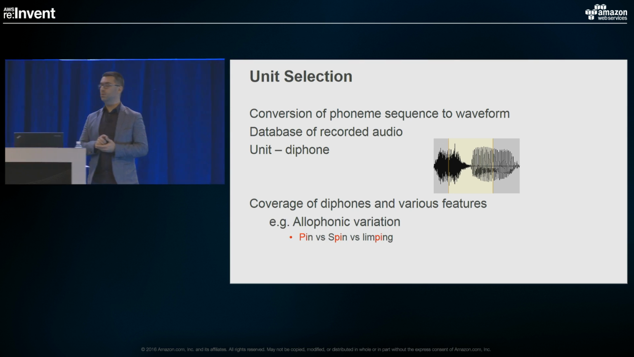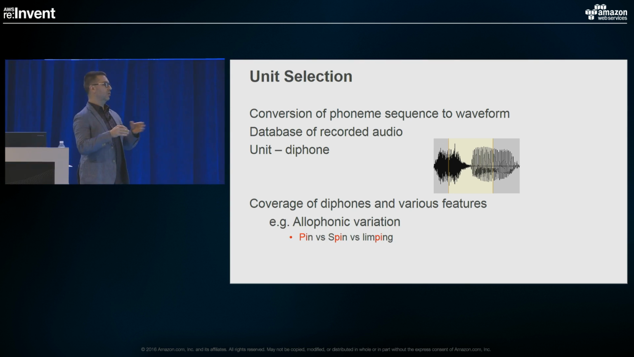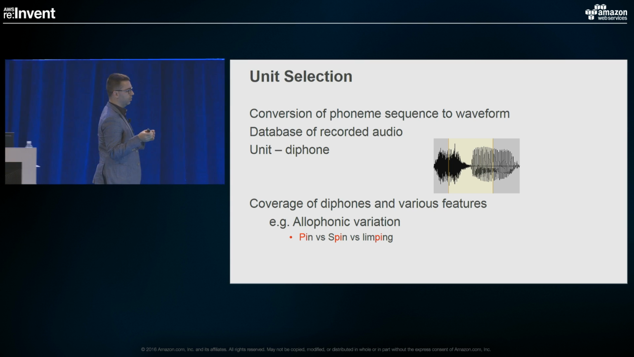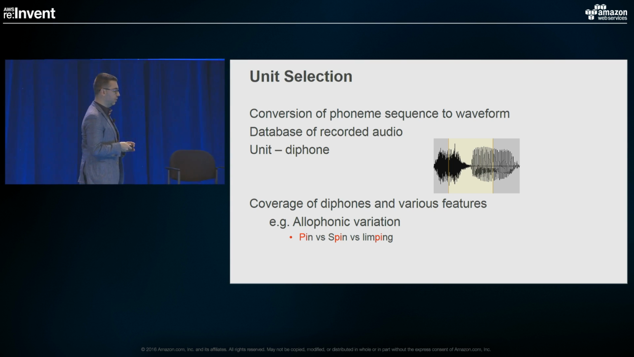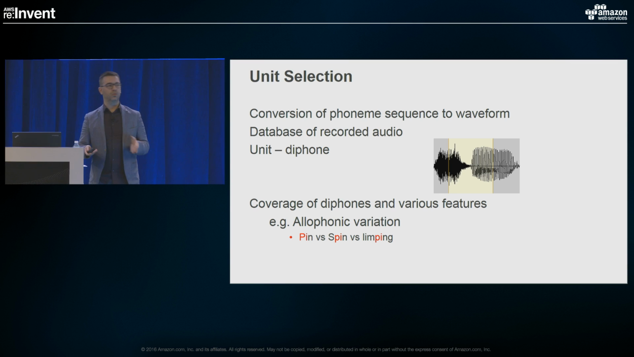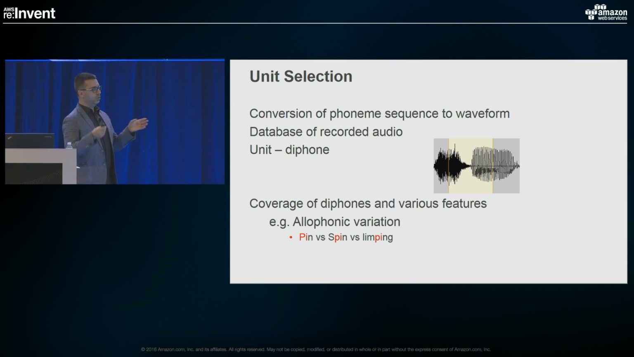So here's an example, an allophonic variation. We are not just covering every particular phoneme and combination of those phonemes. We also need to make sure that we have in our database phonemes which are next to a consonant, next to a vowel, first in the sentence, first in the word, or somewhere in the middle of the word. So we need to understand what the context of the particular unit is.